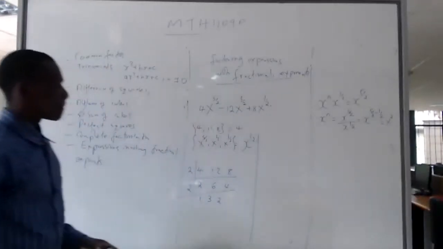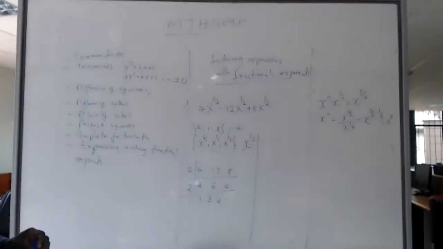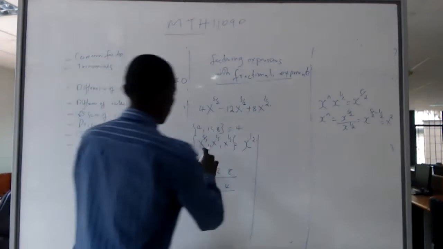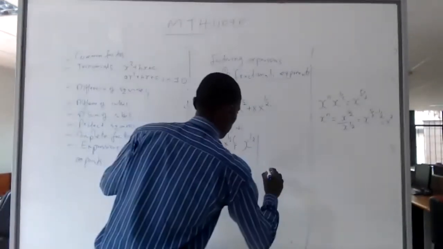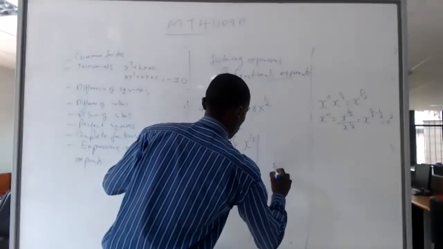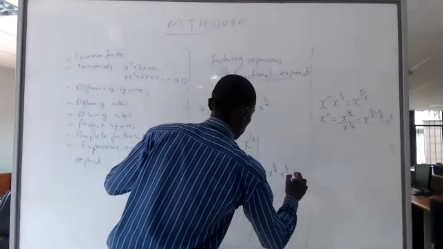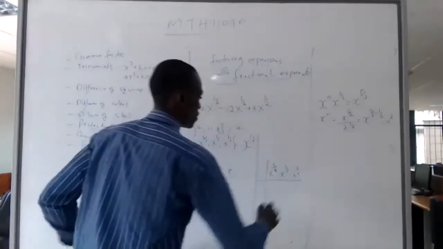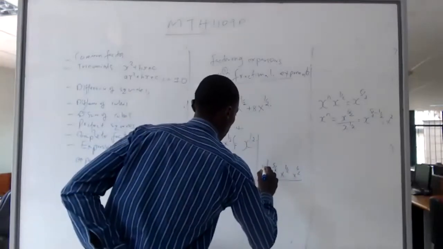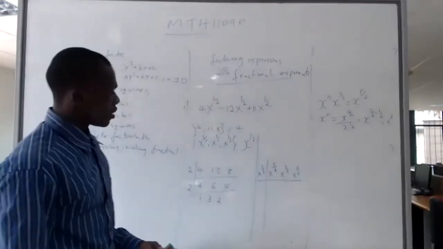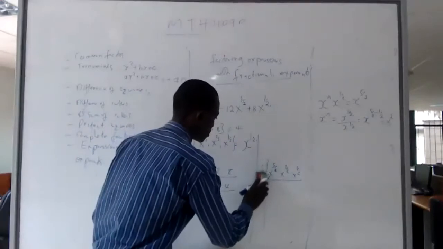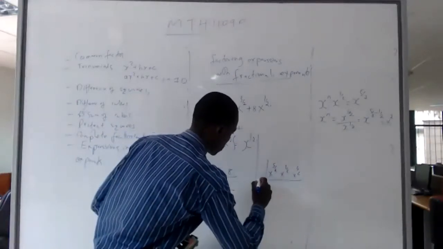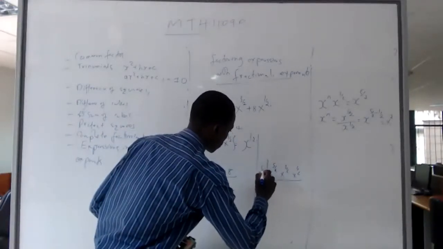Is that okay? Yes. Hello? Yes. Yes, it's okay. Then now we want the GCD of this term. So we have x power 5 over 2, x power 3 over 2, x power a half. And so if we start with x power a half, yes, x power a half.